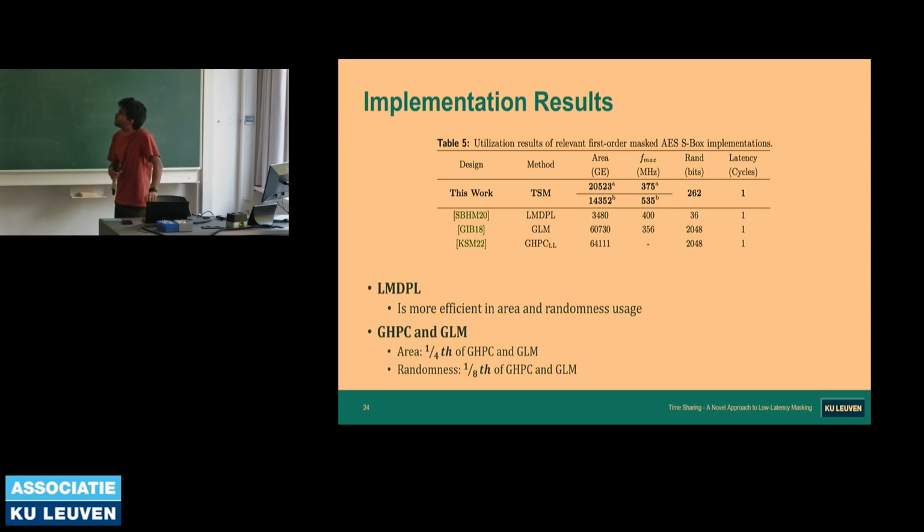So our S-Box has a latency of 1, which is true for any function. Doesn't really matter. When I compare it with LMDPL, it's not as efficient. LMDPL is still cheaper. It has less area and less randomness. But when I compare it with GHPC and GLM, it's 1/4 of the area, and it also takes 1/8 of the randomness. It's like 260 bits instead of 2000 bits or something.